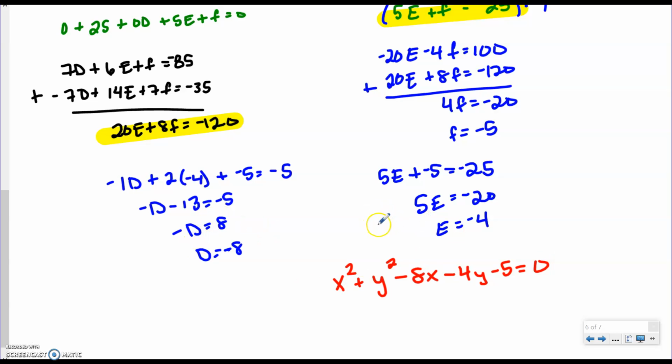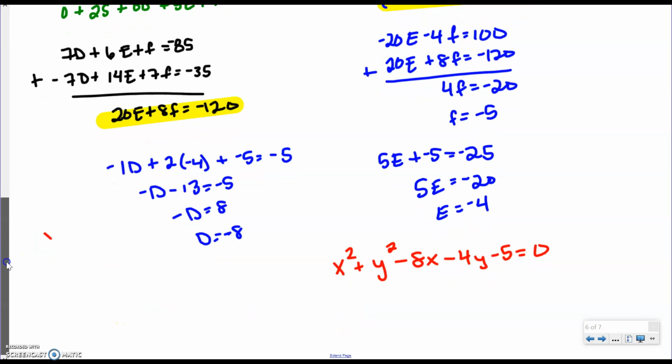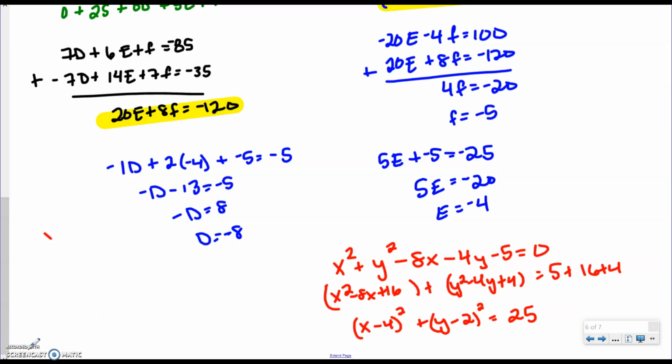If you wanted to change it to standard form, you would group, complete the square, and factor it there. So if you want to challenge yourself, hit pause, try that part, and then come back and check your answer. And here you go. So your final answer would be x minus 4 squared plus y minus 2 squared equals 25.